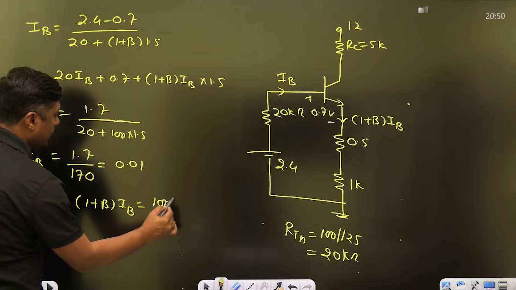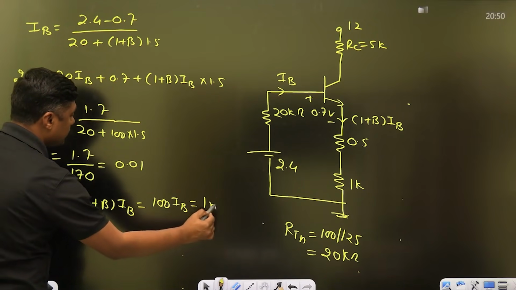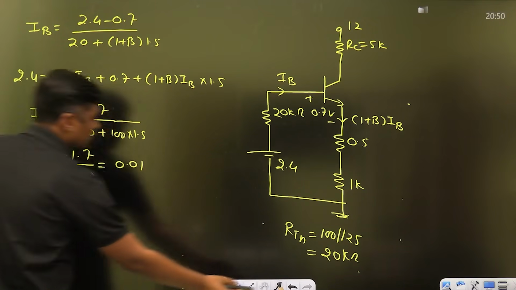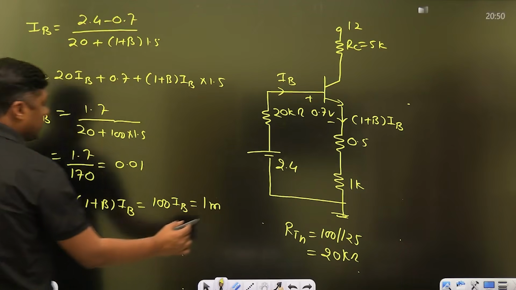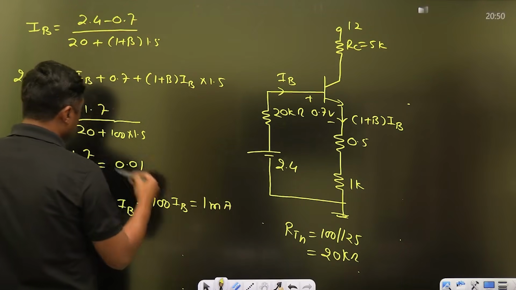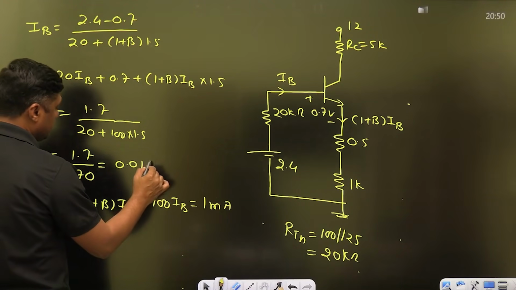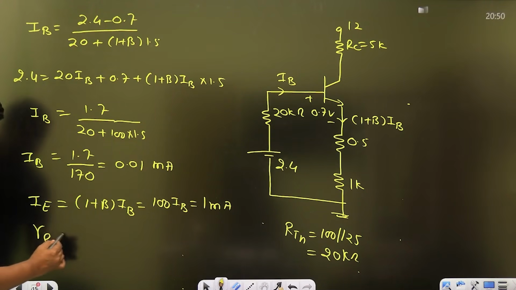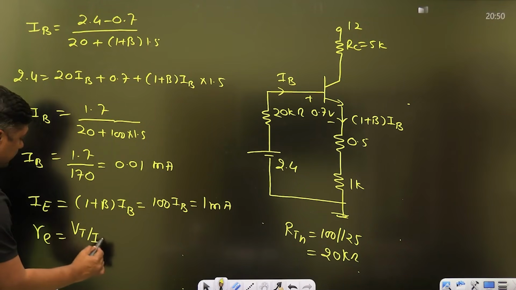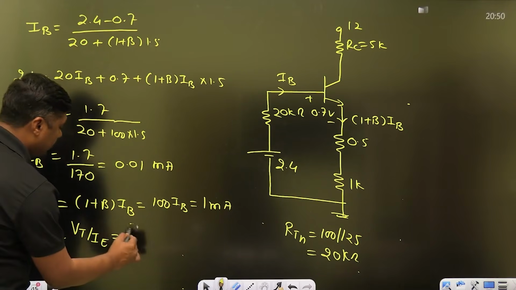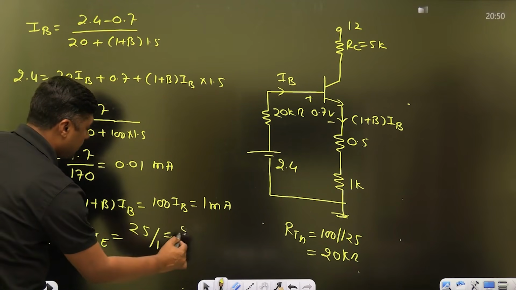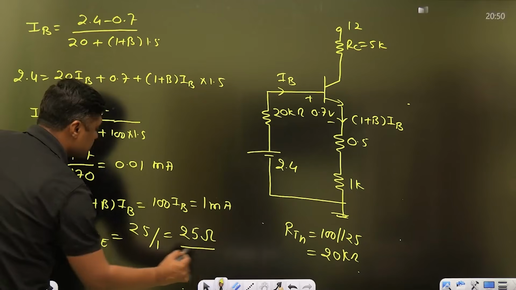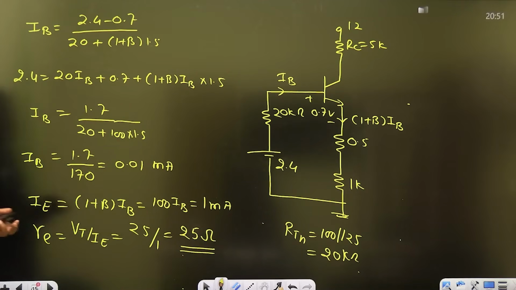100 times of IB, 1 milliampere. Right, check my calculation. This is the milliampere. What is the RE? RE is VT by IE. So VT is 25 divided by IE, 125 ohm. This is in ohm. So now you can calculate RE.